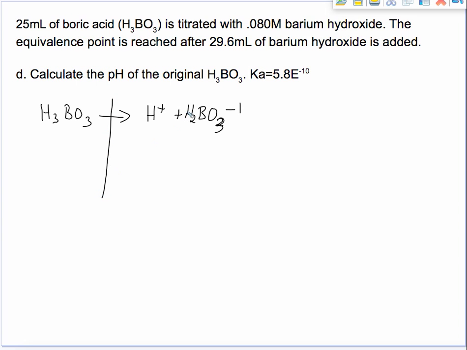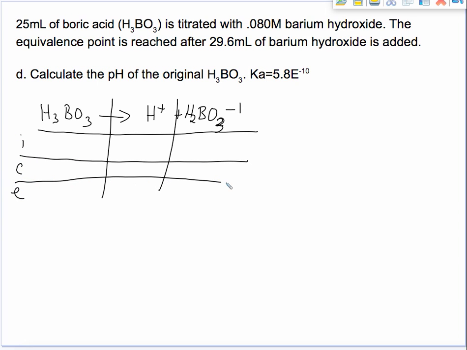Okay, then for this one, you're going to need an ICE table because it's a weak acid. So we have initial, change, equilibrium. The boric acid, if you remember from the last part of the problem, originally we figured out that it had a molarity of 0.063 molar. It's going to go down by X when it dissociates. These are going to be 0 initially, and they're going to go up by plus X. So at equilibrium, we have 0.063 minus X, this would be X, and this would be X.